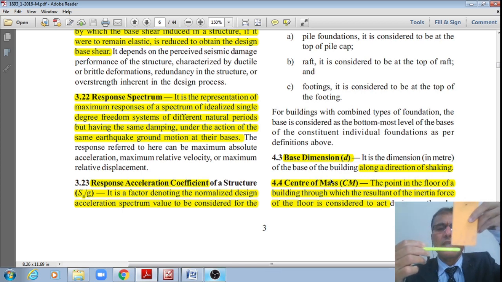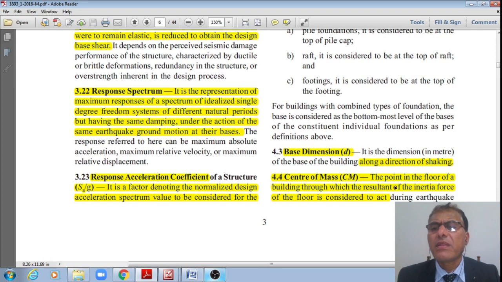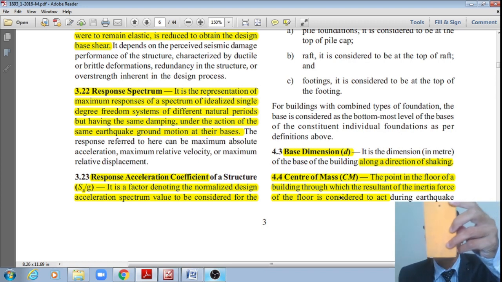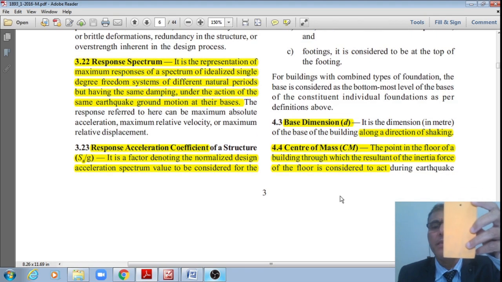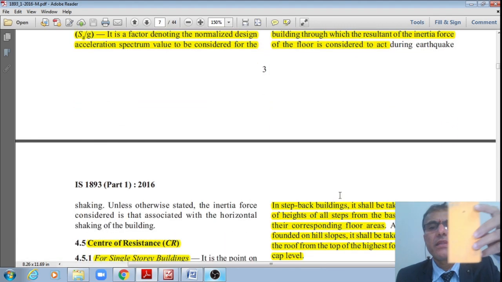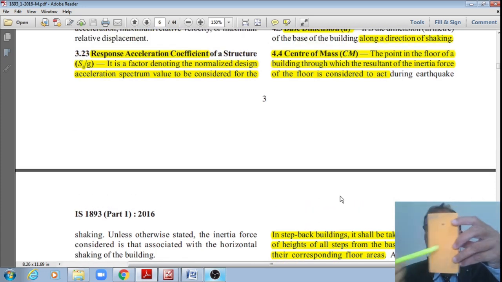Let us say if an earthquake is coming like this, then this is what is called the base, D. Next, center of mass: the point in the floor of a building through which the resultant of the inertia force of the floor is considered to act during the earthquake. This is generally notated by CM, center of mass.